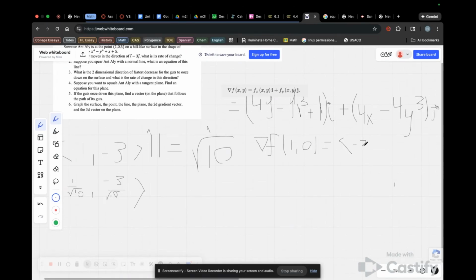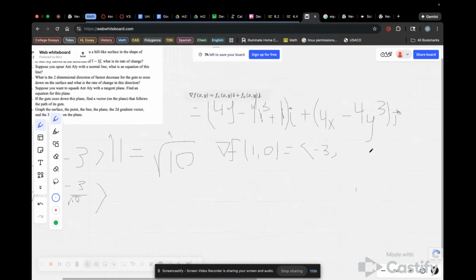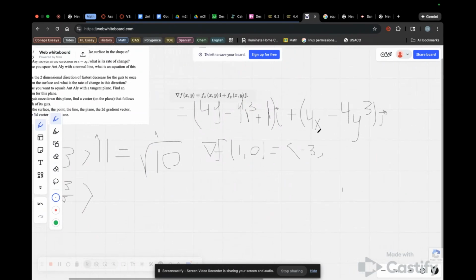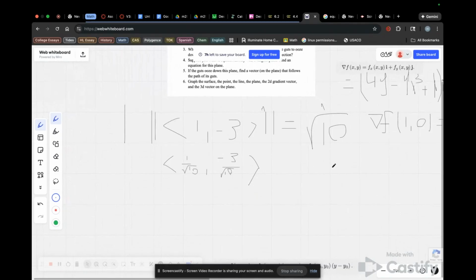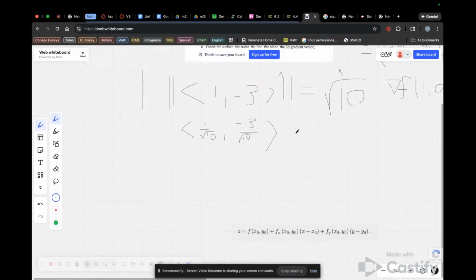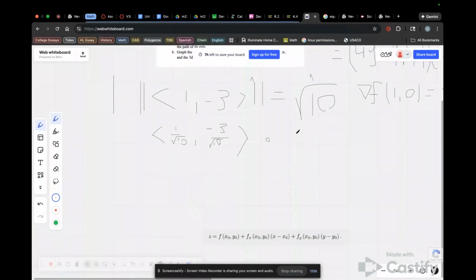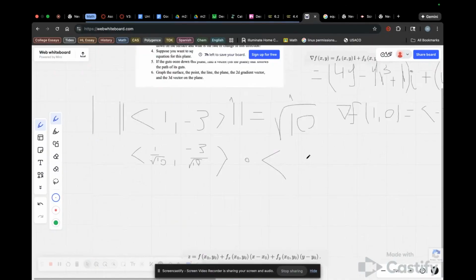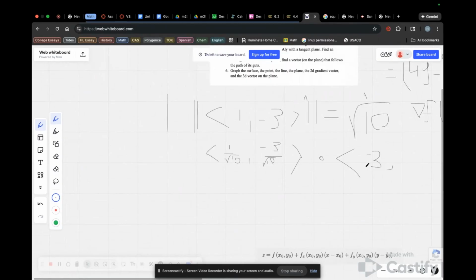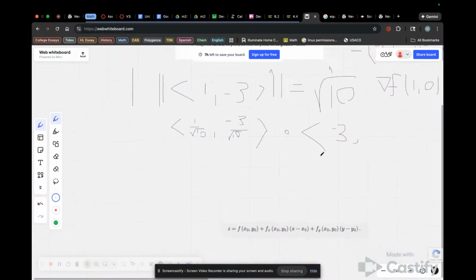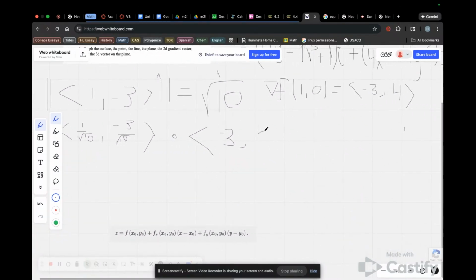This gives you a vector, -3, comma, all right, we have 4, so (-3, 4). Now to get the directional derivative, you have to dot this with the unit vector. So we'll do that right now. The order doesn't matter because it's the dot product. We could have done it the other way.